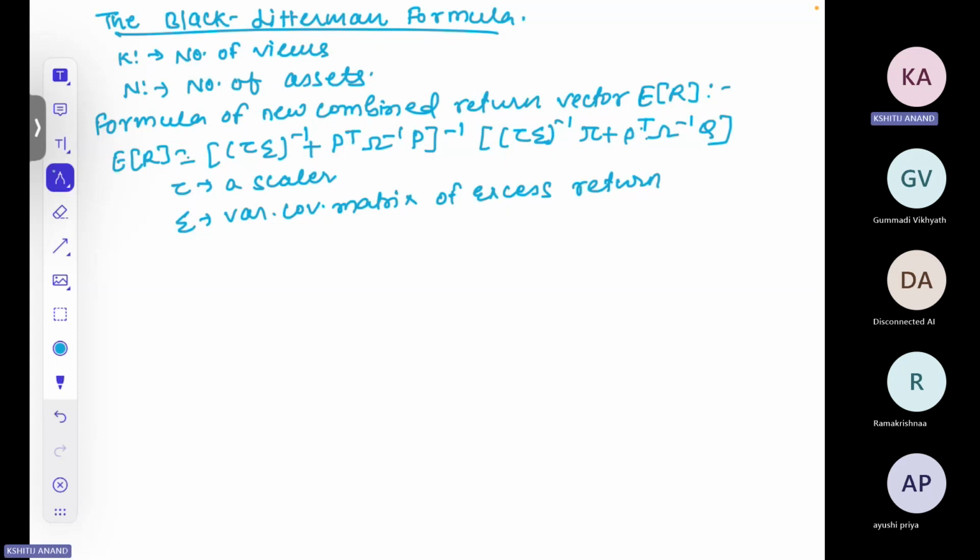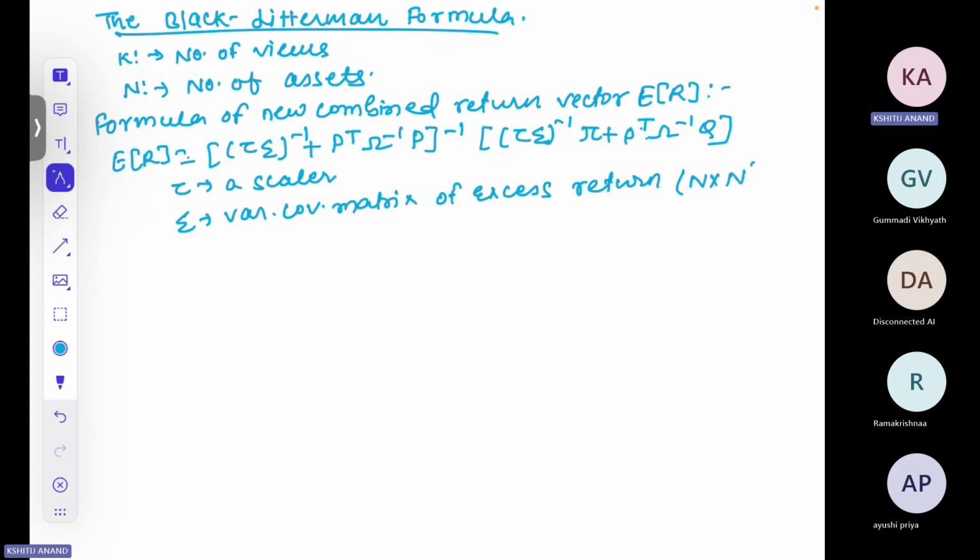What does variance covariance matrix of excess return mean? So earlier the variance and covariance matrix was of return, but now we are subtracting the risk-free rate from the return, and then we are calculating the variance covariance matrix. Now, since we have n assets, the size of the variance and covariance matrix will be n into n, right?